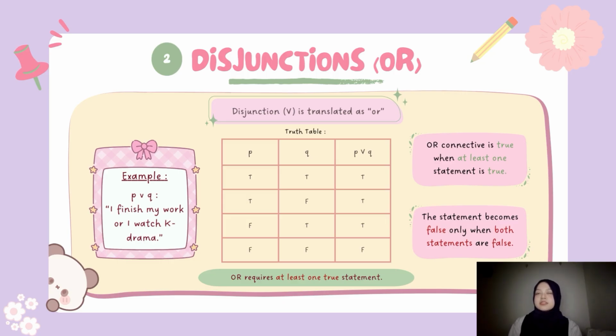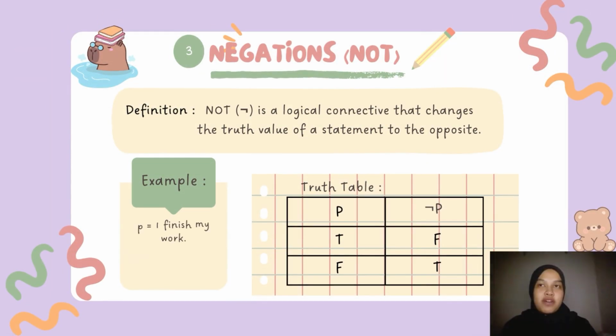Now, let's look at the truth table. If both P and Q are true, then the statement is true. If P is true but Q is false, the statement is still true. Likewise, if P is false but Q is true, the statement also remains true. The statement becomes false only when both P and Q are false. So, we can conclude that the OR connective requires at least one true statement for the entire statement to be true.